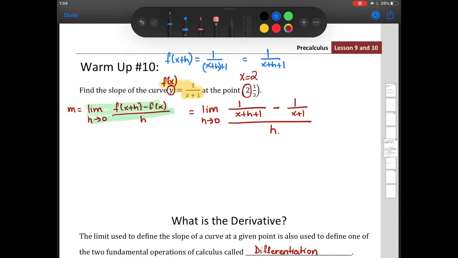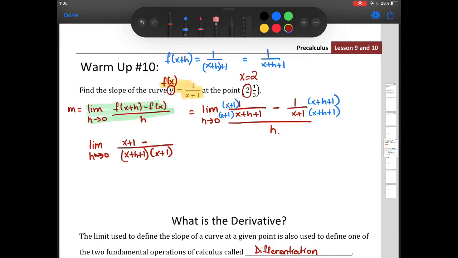So what am I doing here? What's my LCM? I'm going to do limit as h approaches 0. My LCM is x plus h plus 1 times x plus 1, right? So what am I doing here? I multiplied this denominator by x plus 1. So I'm going to do the same thing in the numerator. Here I did x plus h plus 1, and I'm going to do the same thing here, right? So what I'm going to write here, this would be x plus 1 minus.